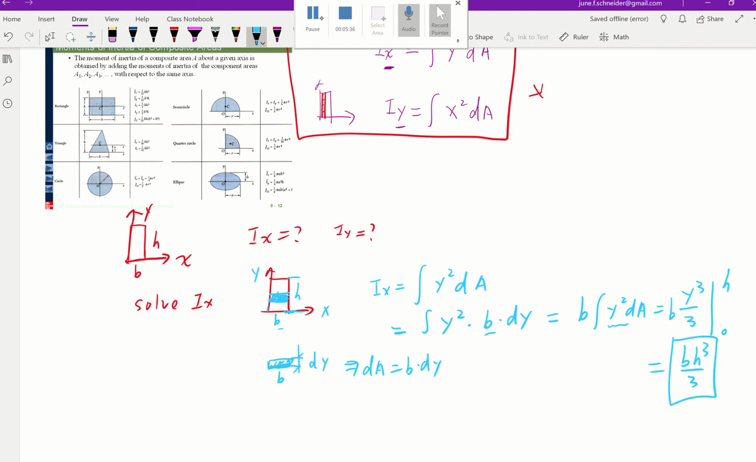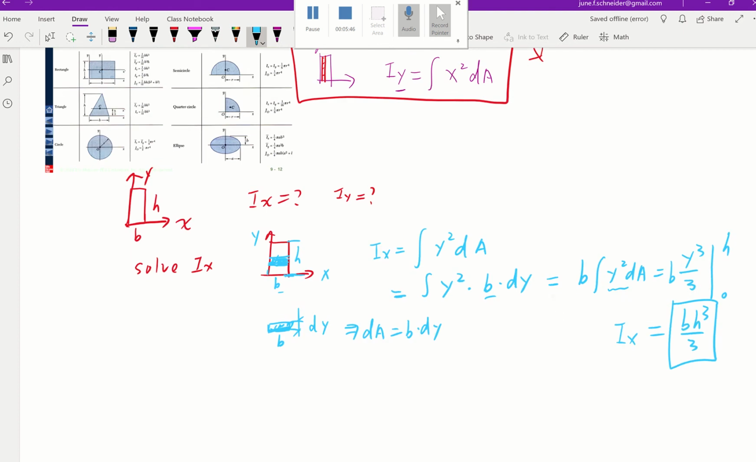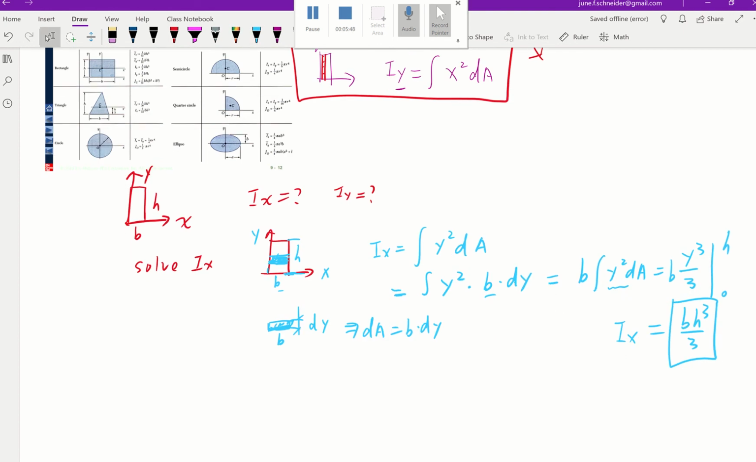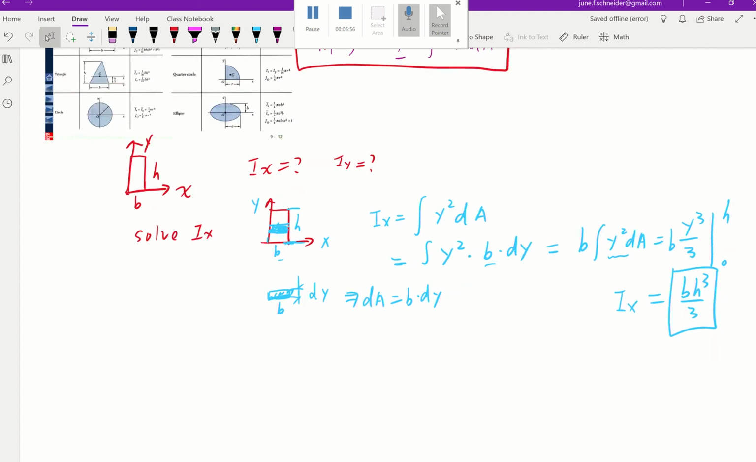Does this look familiar? Ix, we have a rectangle rotating about the bottom base. It's going to be 1/3 bh cubed. You probably already learned this in freshman engineering class for moment of inertia. You know the formula, right? Now we know how we get there. Now let's go ahead and try to solve Iy.